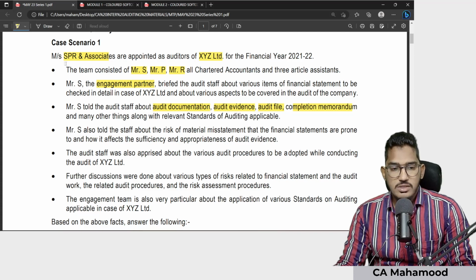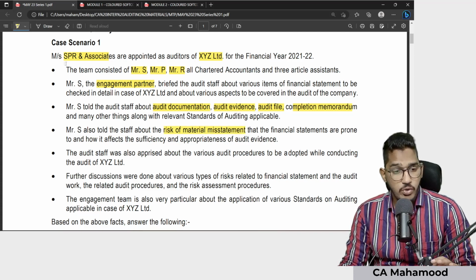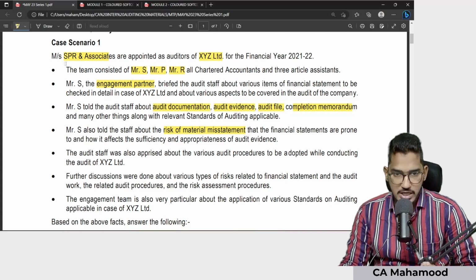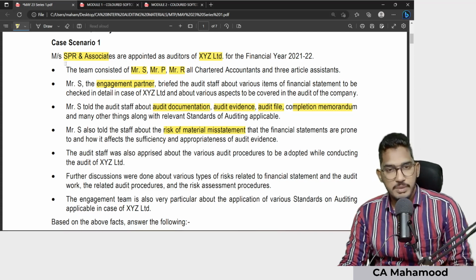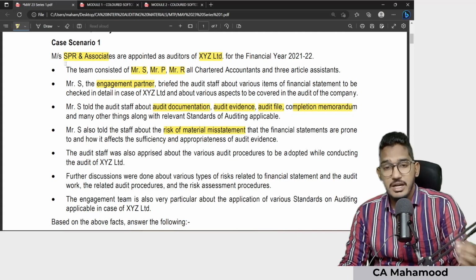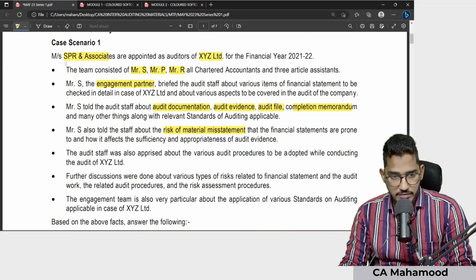Mr. S also told the staff about the risk of material misstatement that the financial statements are prone to and how it affects the sufficiency and appropriateness of audit evidence. Even the engagement partner gave a brief to his engagement team members on what is risk of material misstatement and how risk of material misstatement will affect our decision regarding sufficiency and appropriateness of audit evidence.